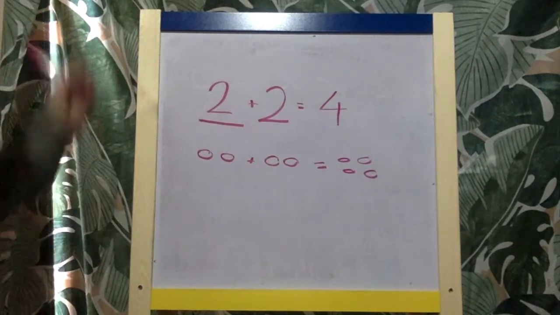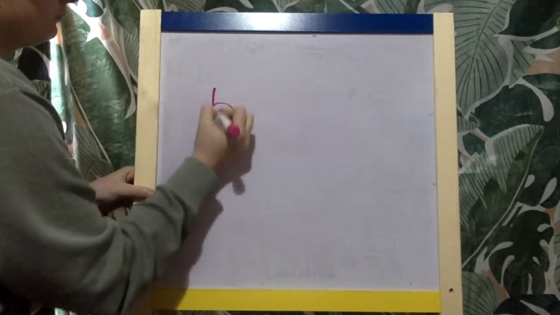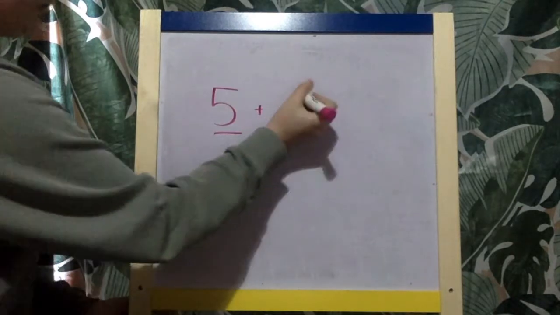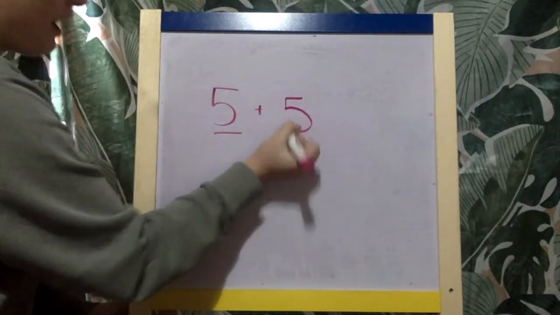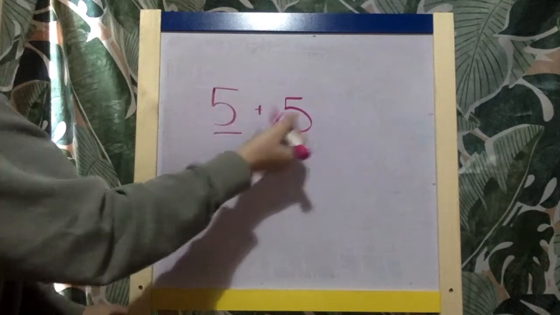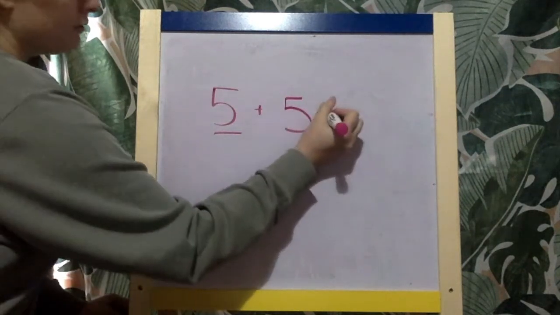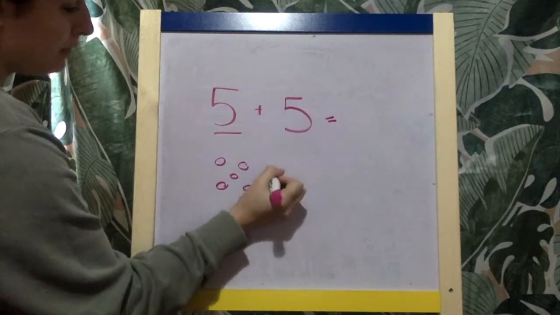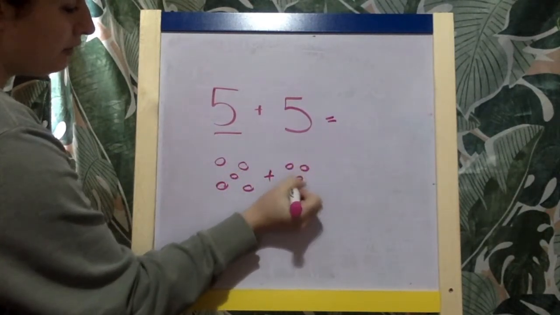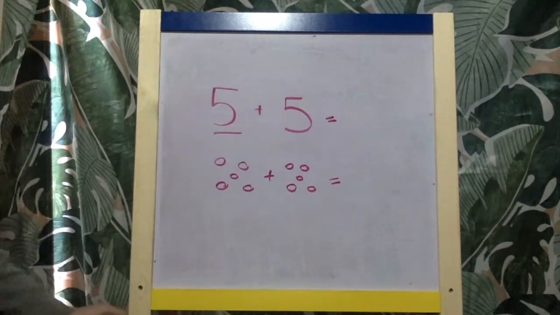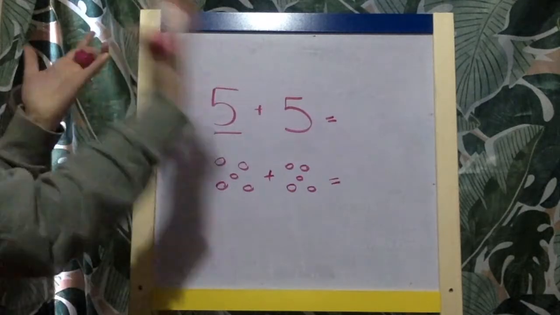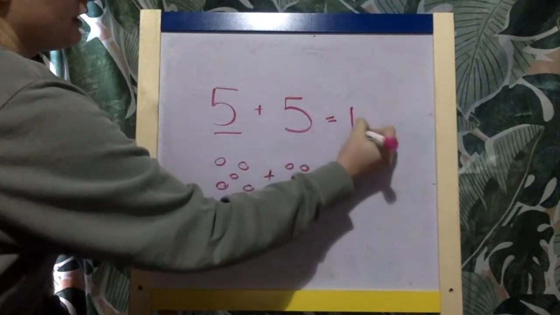Let's try another number that we can double. Now we want to double 5 this time. So if we're doubling 5, we're adding another 5. So if we have 5 plus another 5, what would that equal? We've got 5 and 5 more, which is 10.